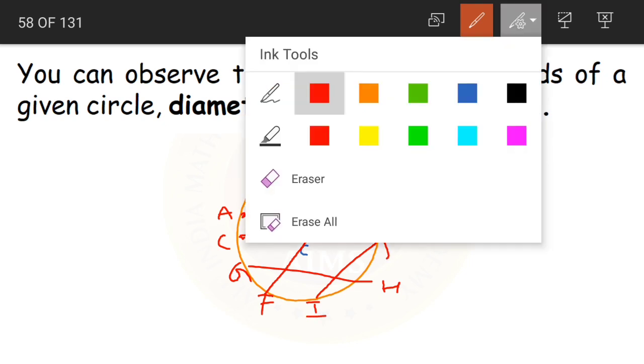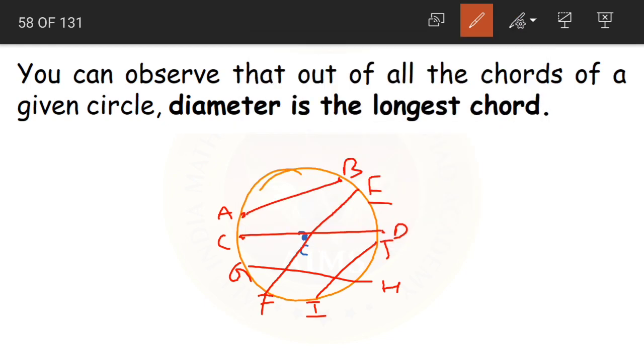Now let us write the list of the chord and diameter. What is the list of the chords here? What is a chord again? Chord is nothing but the line segment joining 2 points on the circle. First one, AB. AB becomes a chord. Again, is this a diameter, children? No, it is not a diameter. Why? Because it is not passing through the center.